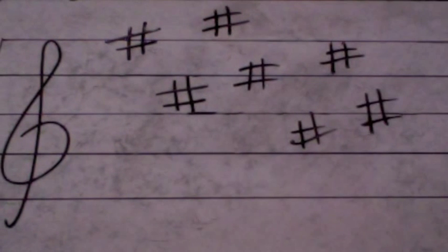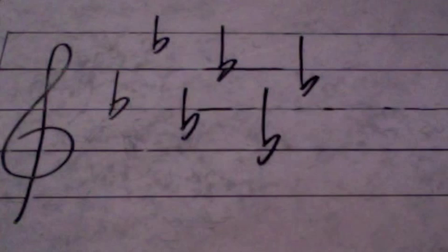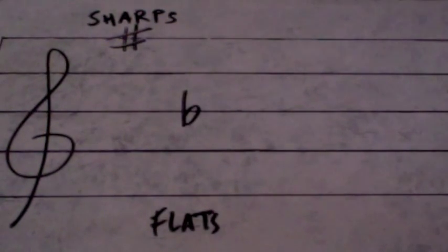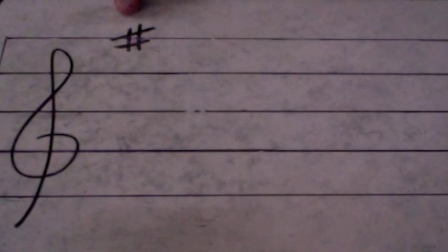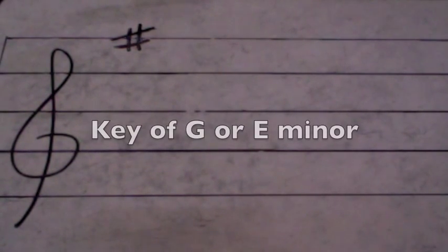Next to the clef, you may see a symbol like this, or a symbol like this. You may also see several of one or the other, but definitely you won't see these two different kinds together. You might also see none of those symbols. These symbols are called sharps and flats. And depending on what combination you have there next to the treble clef or the bass clef will determine what key signature you're in. If you saw this at the beginning of the song you were about to play, you would probably be in the key of G, or if not, maybe the key of E minor. But we'll talk more about that in a different video.